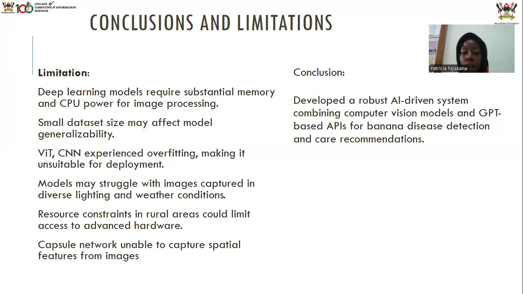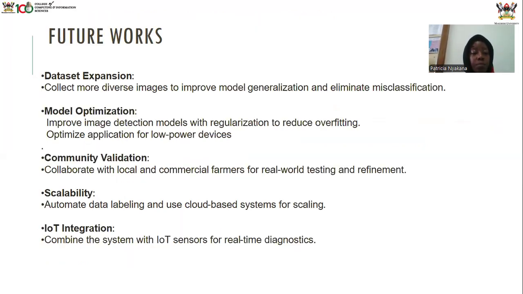So, to conclude, we developed a robust AI-driven system which combines a deep learning model, which is the MobileNet V2, and an OpenAI API, which uses GPT-3, for banana leaf disease detection and treatment recommendations. Some of our future works: we plan to expand the dataset such that we collect more images to improve model generalization and prevent bias by the models, which could cause misclassification.